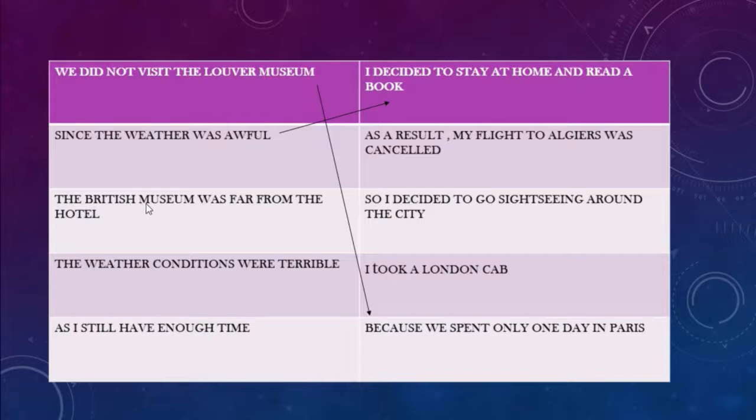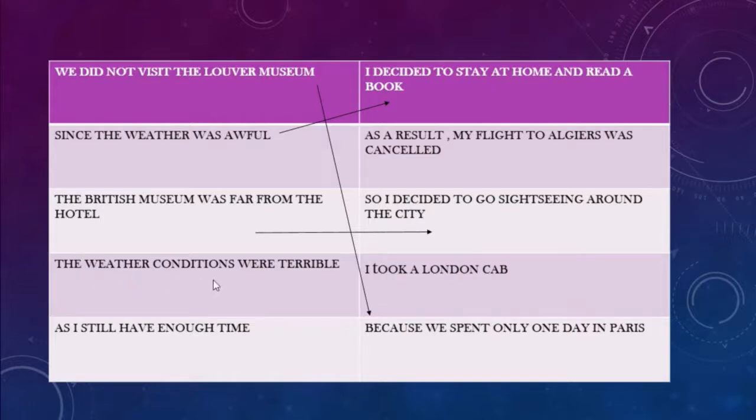The British Museum was far from the hotel. Alright, so which one is correct? Three sentences are left. Alright, very good. So I decided to go sightseeing around the city. So the sentence is, the British Museum was far from the hotel, so I decided to go sightseeing around the city. Very good. The next one.